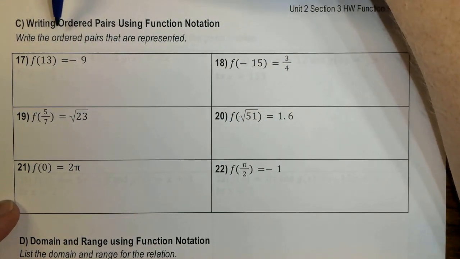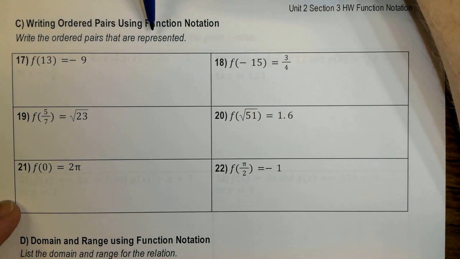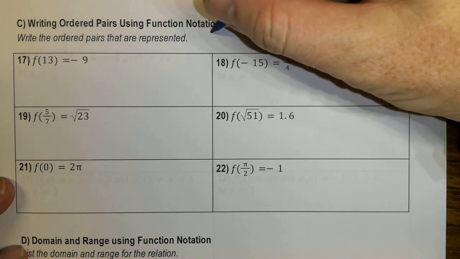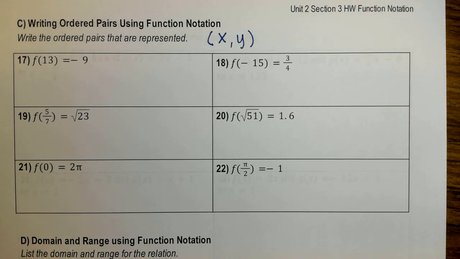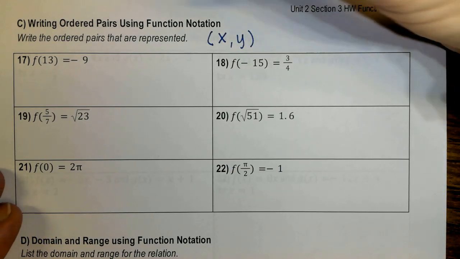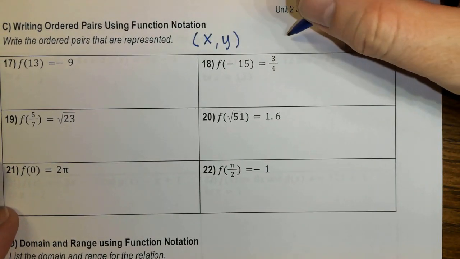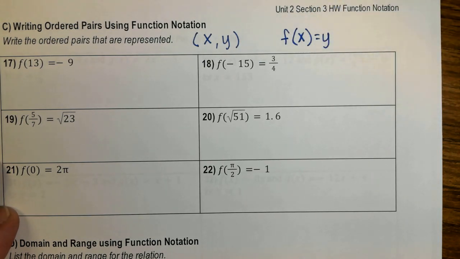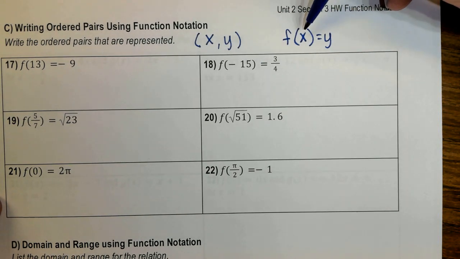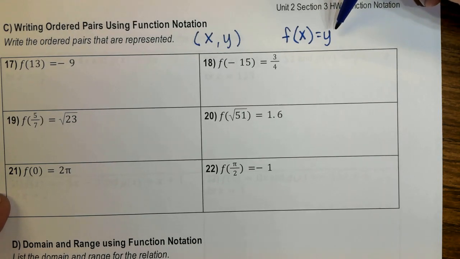My directions tell me to write the ordered pairs that are represented. If you forget or need to refresh your memory, an ordered pair is simply x comma y. So all I'm doing for these is writing the x comma y that is shown for each question. Okay, so if I look at all these, we also know from the notes f of x equals y. And I've said this before, if it's in parentheses, it's x. If it's not, it's y.